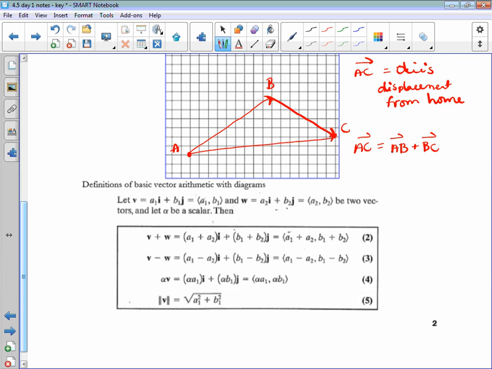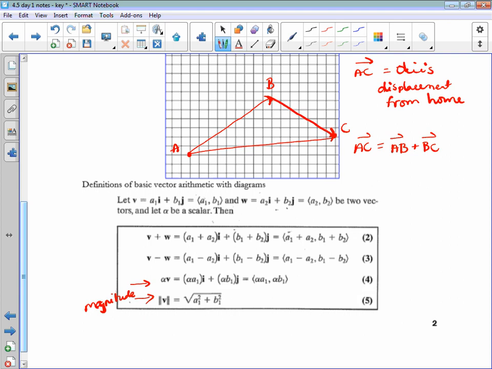If you have a scalar out in front, that's what this third one is. You just take whatever that number is. If it's a 3, you take 3 times the x value, and then 3 times the y value. That's it. There's nothing tricky with multiplication. The fourth one is just your magnitude again. You can see those little double lines, almost like absolute value. It comes from the Pythagorean theorem, a squared plus b squared.